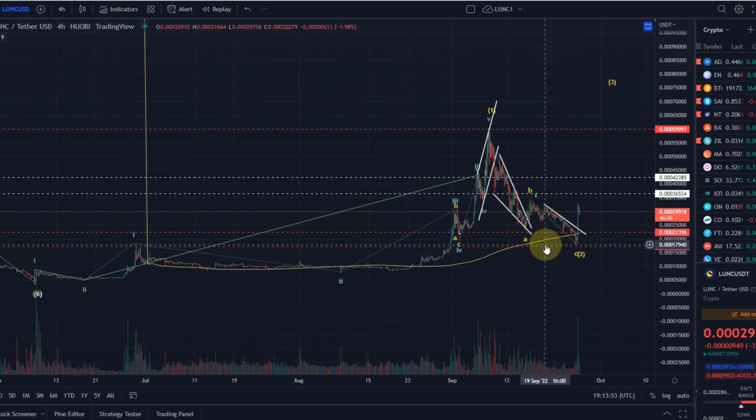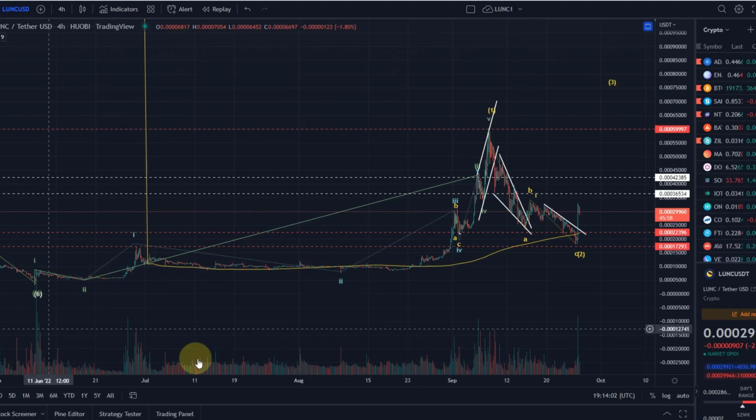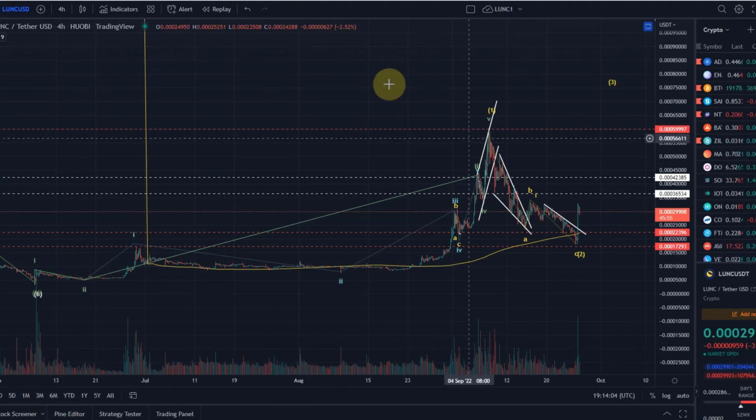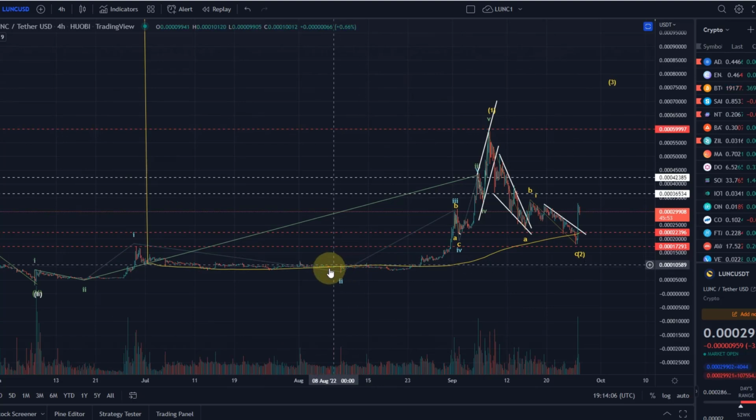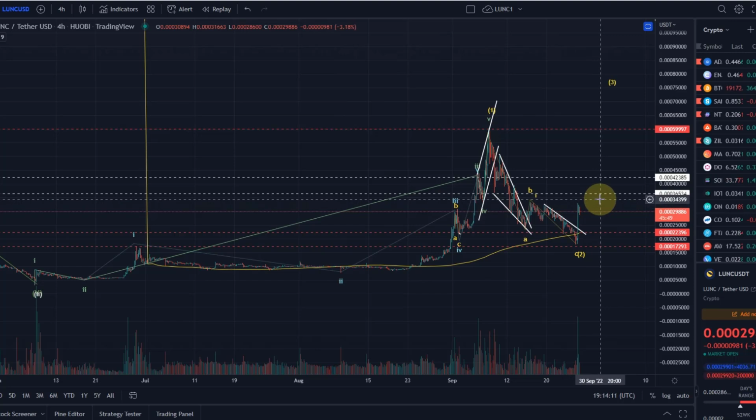And obviously take this TA with some caution and with a pinch of salt, because it's an Elliott Wave analysis on this basically newly created chart. It's just trying to start its life again. Okay, and that's my update about Luna Classic.